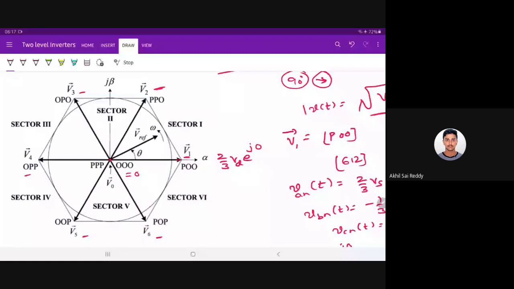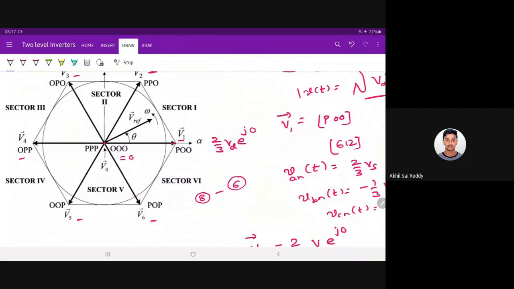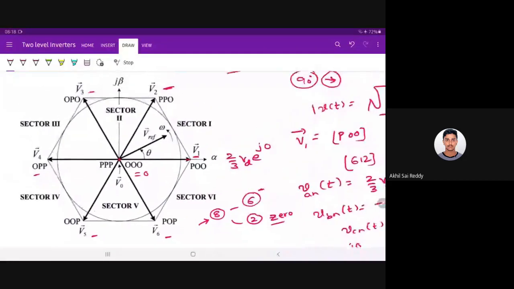So here we have a total of 8 vectors in the space diagram. Out of these, 6 are active vectors, that means they have some finite amount, whereas 2 are null vectors or zero vectors. All these 8 vectors are stationary, so they will not move, including these 6. Once you formulate this space, this is known as the space vector diagram.